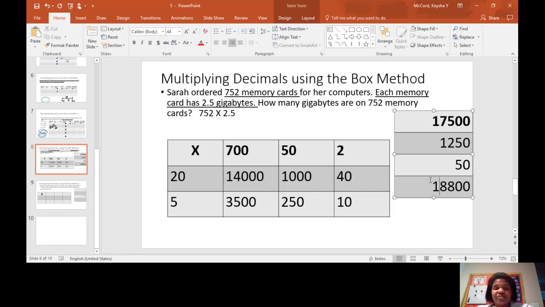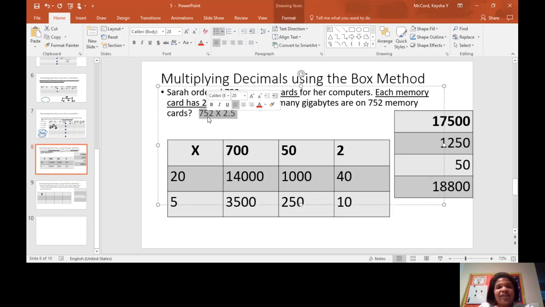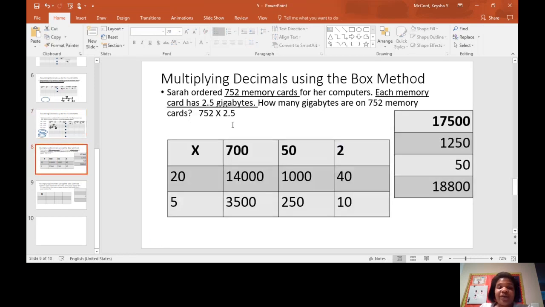Now, remember what I said earlier. When we're multiplying, we pretend the decimal's not there. Once we're done adding, we bring back our decimal. So I look at my numbers, and I need to see which numbers have decimals. 752 does not have a decimal, so I leave it alone. But 2.5 does. So I'm going to count the number of spaces behind my decimal. There's only 1 space. So when I go to the answer, I'm going to start from the right and move forward. I'm going to count 1. So right here, I'm going to put my decimal.